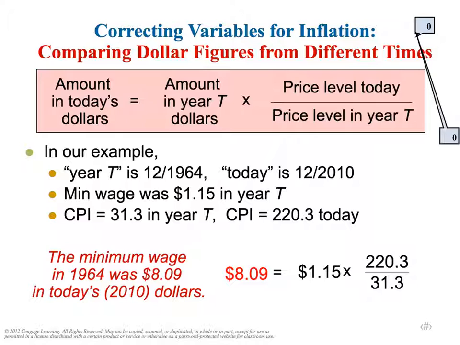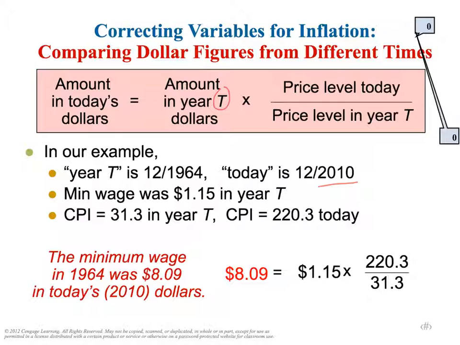Basically, we have the amount in yesteryear, so year T, and in our case that was 1964. Then we also need the price level in the current year, or the year that we're talking about. In this case, that would be 2010. So that's our price level today. And then we need the price level in the previous year that we're given, and again, that was 1964, so we need the price level in 1964.